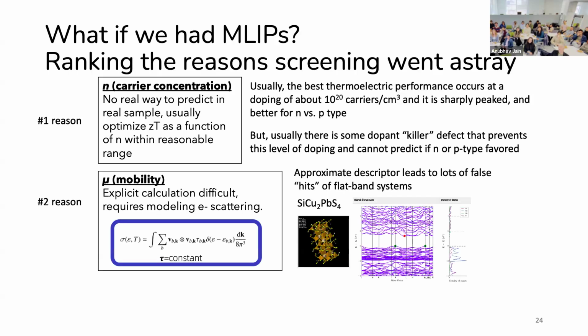Number two was probably the mobility. I mentioned that we modeled the same electron scattering time for every single material in the data set.